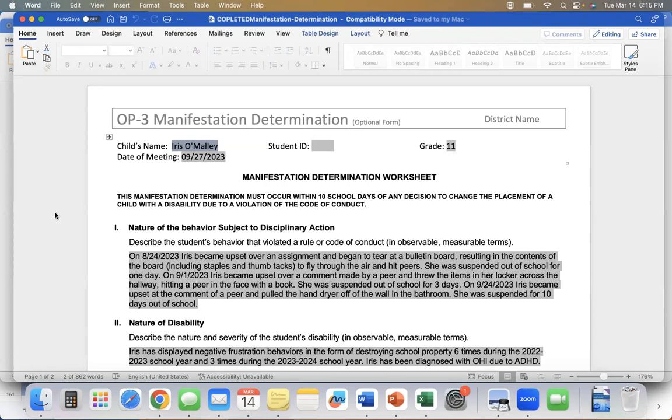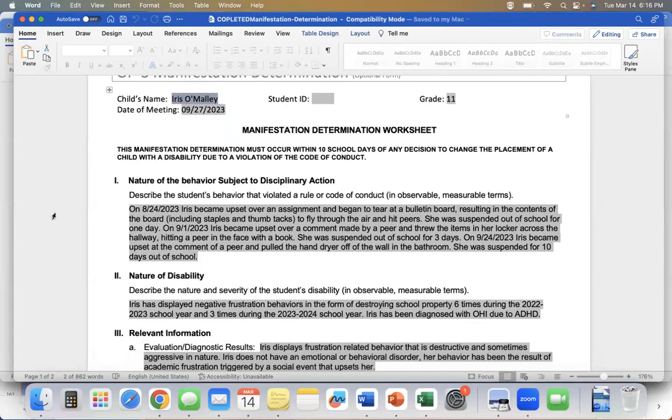So we would need to look at a manifestation determination to determine if the behavior that is causing the school removal is a manifestation of the child's disability. What I'm showing you here is the manifestation determination worksheet. This is typically not completed by the intervention specialist in most districts. Most districts that I have worked with, this is done by a combination of your special education director and your building administrators.